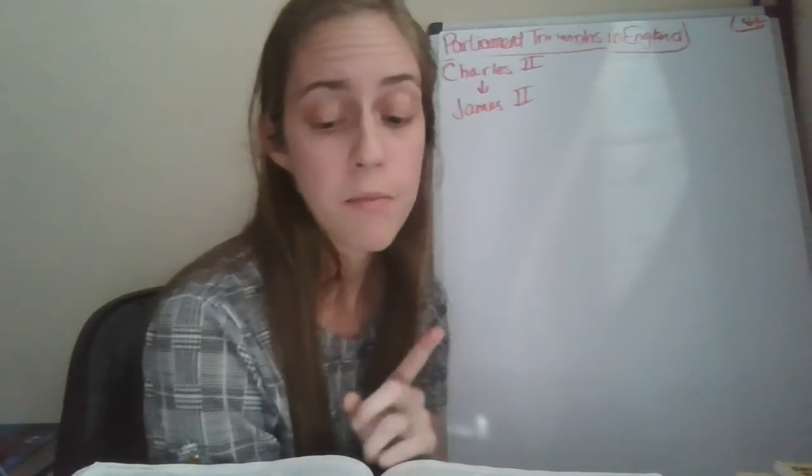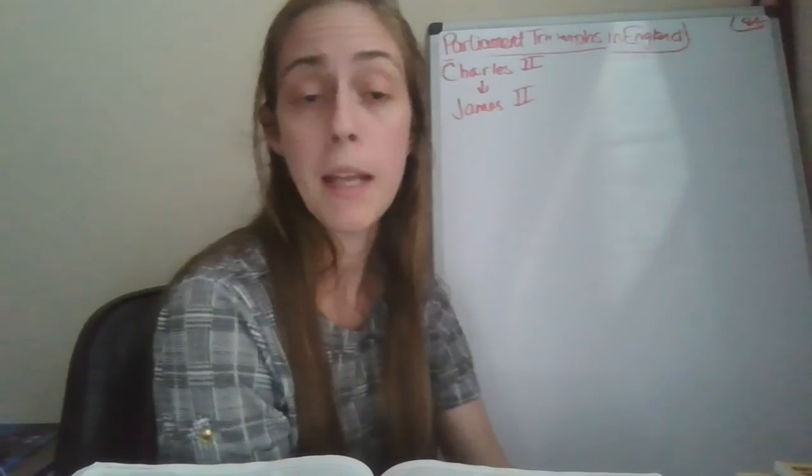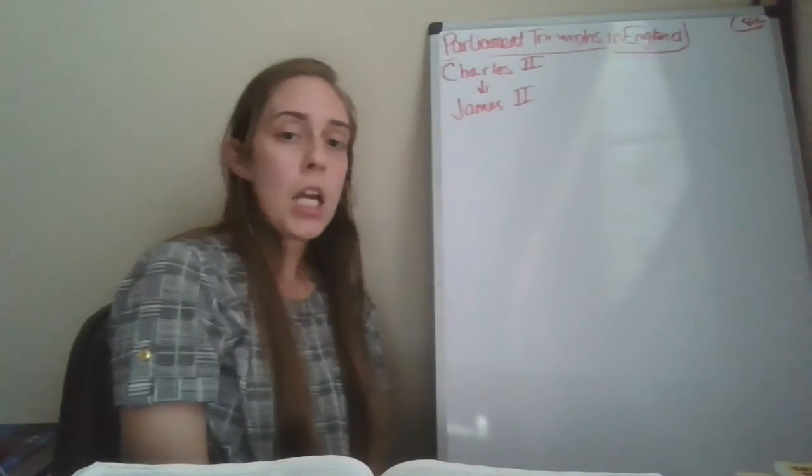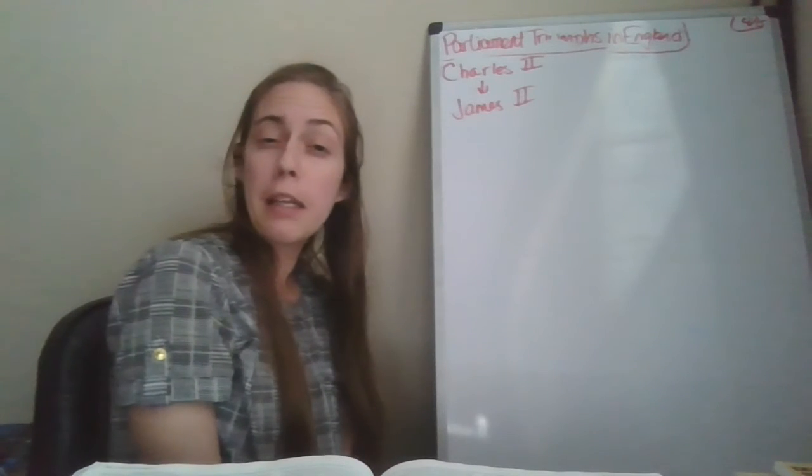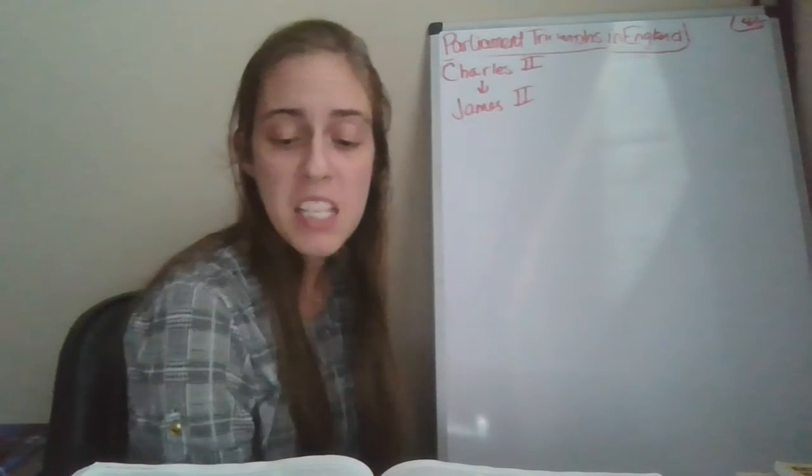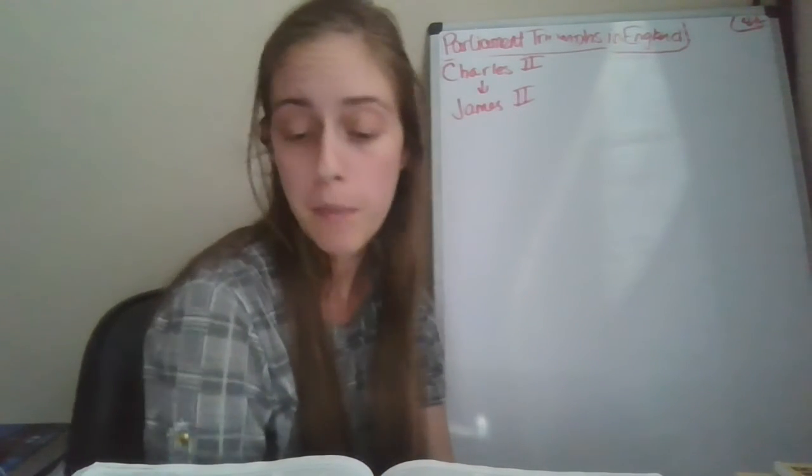In 1688, parliamentary leaders invited James's daughter, Mary, who was Protestant, and her Dutch Protestant husband, William, and they wrote to them and said, hey, can you come and be king and queen instead of your dad, because we don't like him? And they said, okay. So they gathered an army and they landed in 1688 with their army.